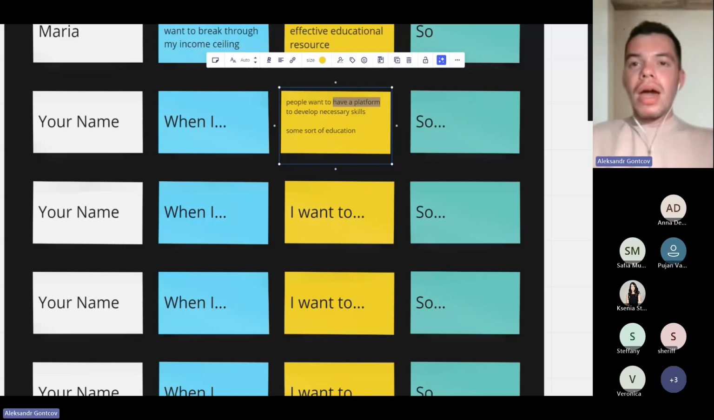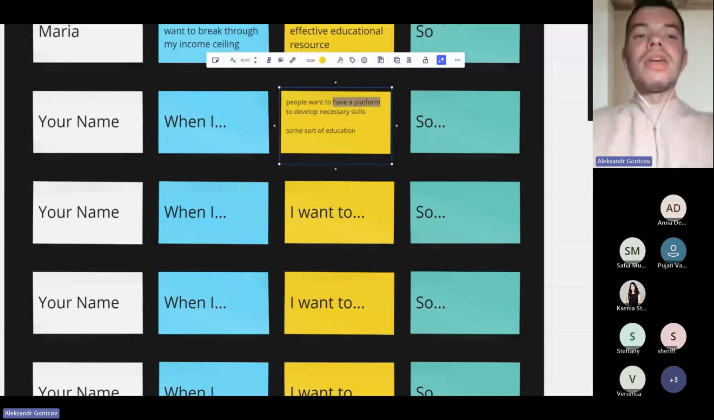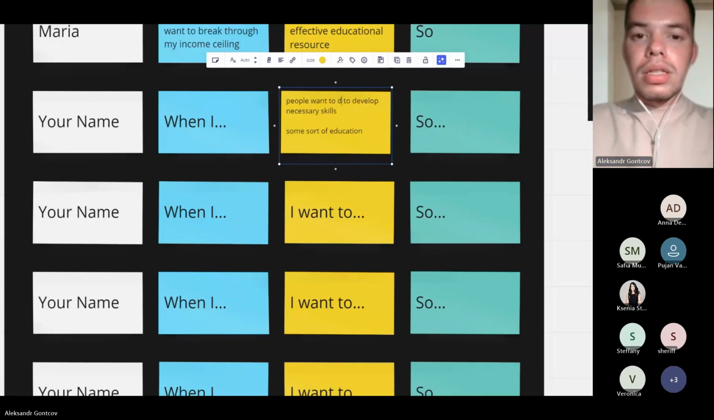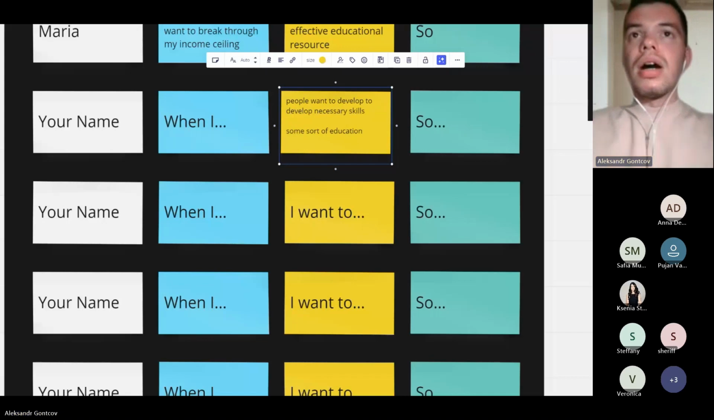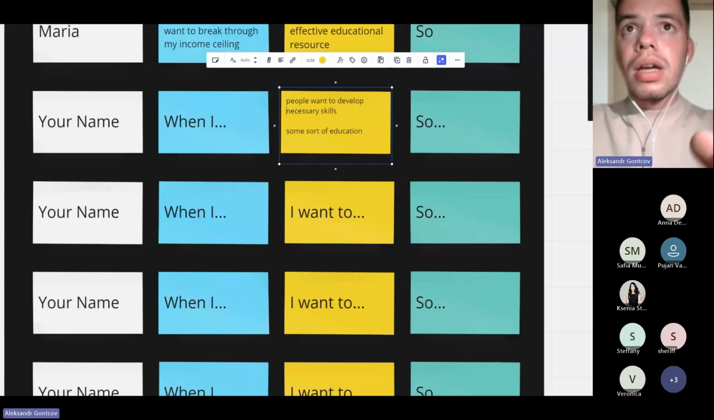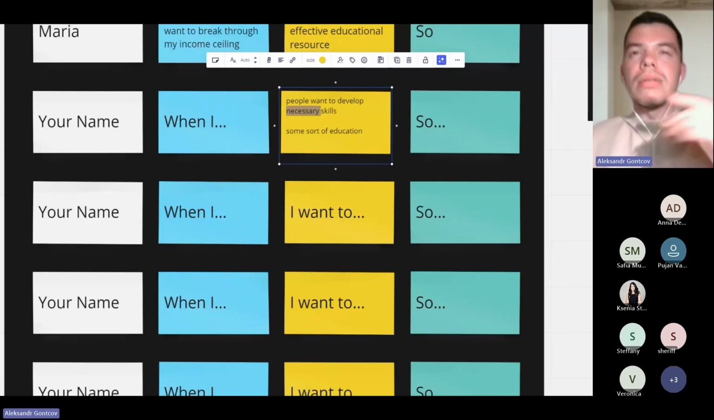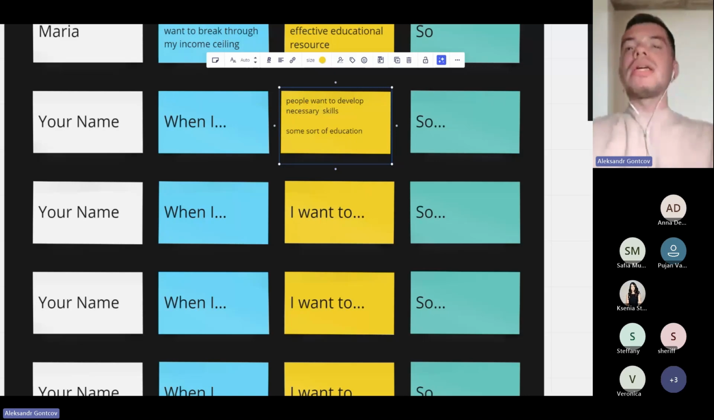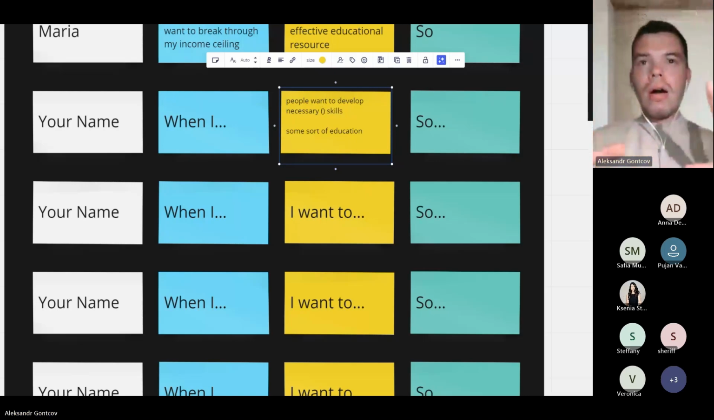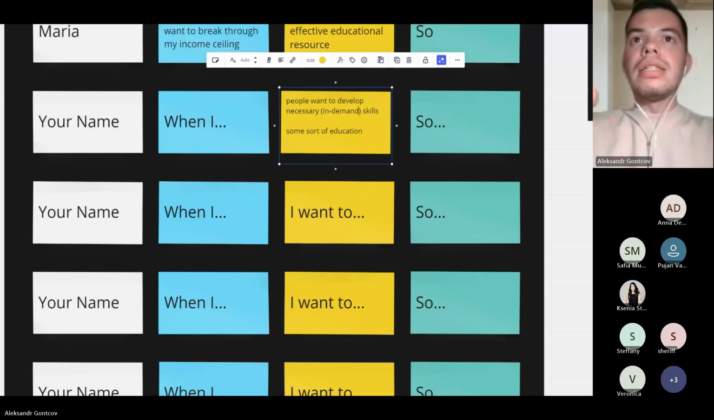They have a platform, which is... So maybe we can put they want to acquire skills. So that would be, say, develop necessary skills, right? And again, I would recommend thinking about the word necessary. What kind of skills are necessary? In demand. In demand, that they can offer on the market.